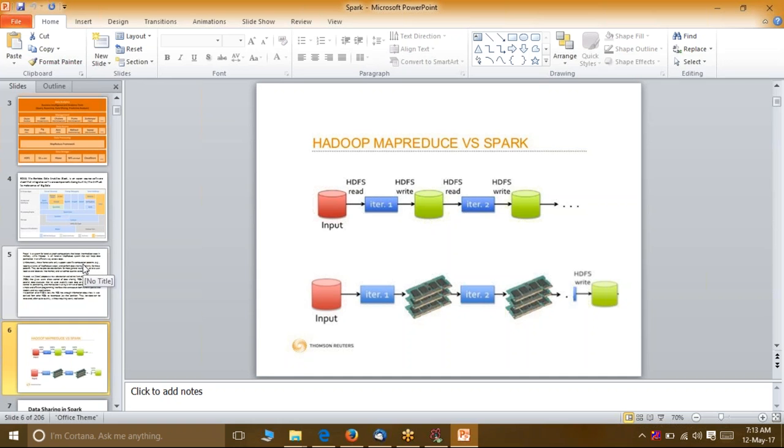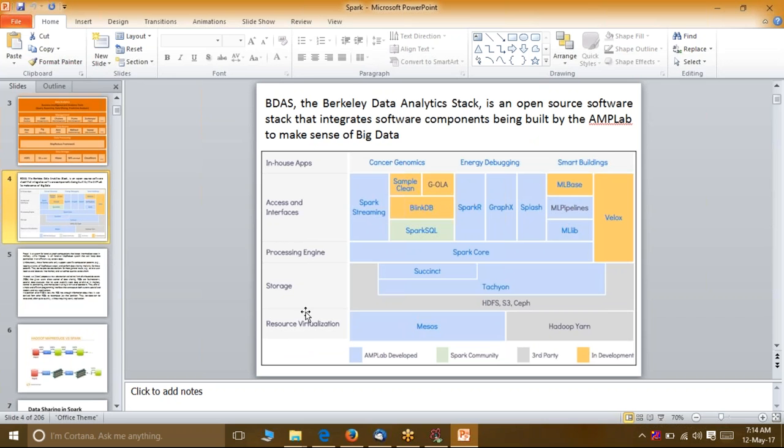Now look into the same diagram. Resource virtualization can be done with your Mesos or Hadoop YARN. Storage can be on any of these things. Processing engine is going to be Spark Core. On the top of that, Spark Streaming, Spark SQL, and on the top you have other things also built: SparkR, GraphX, MLlib, ML pipelines, MLbase. So this is going to work only as a processing engine. It is not a storage or any other thing. It is just a processing engine which can be set up as standalone or in relation with your other services.